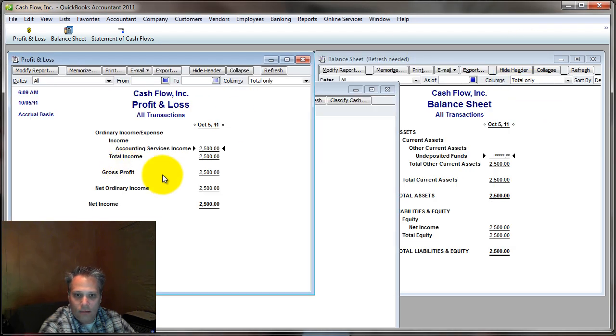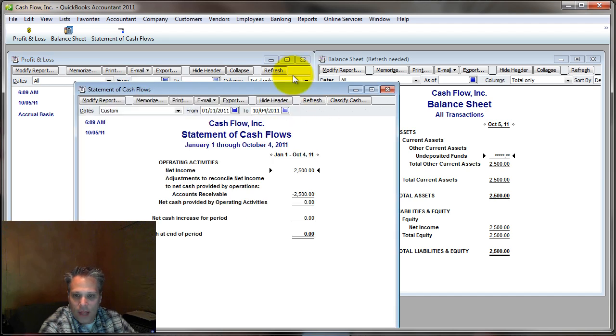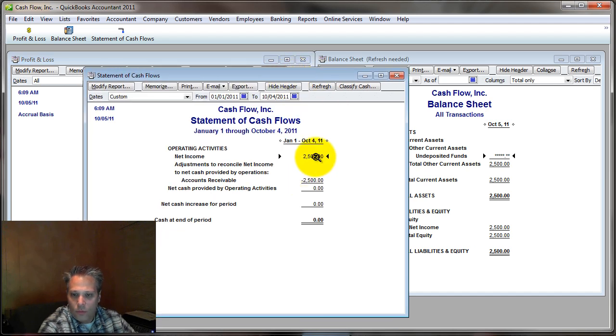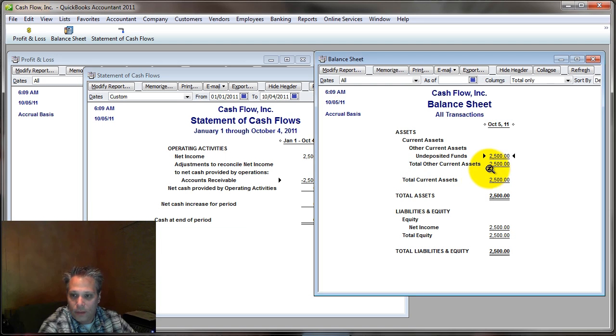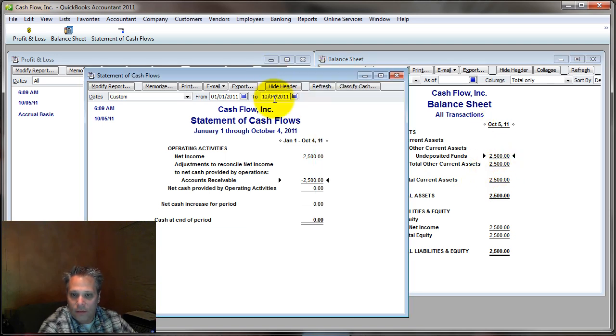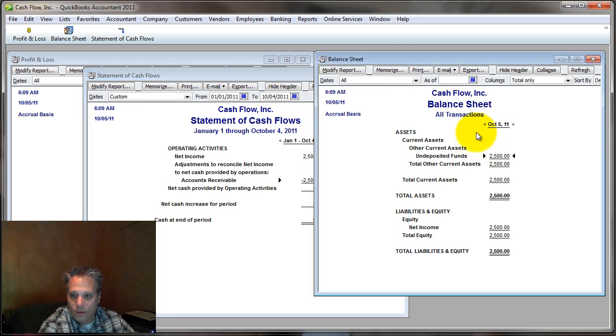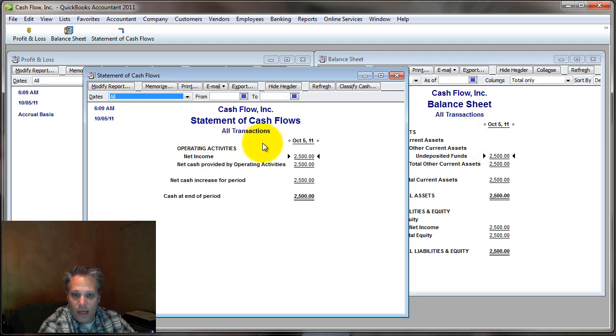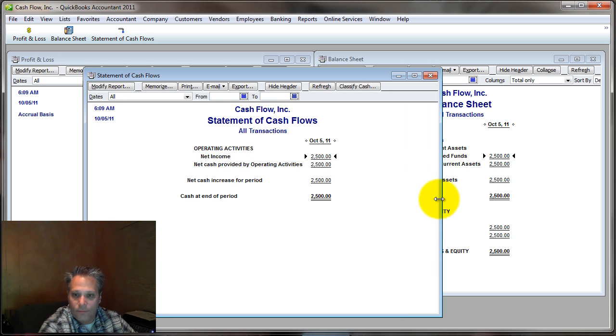Let's say the invoice was dated September 1st. Now watch what happens. If I go to my statement of cash flows as of October 4th, we see what we saw before, which is that I had my net income and I had my change to accounts receivable. Accounts receivable went up, which means we have to decrease net income by that amount to arrive at what we have in cash. And over here I've got my undeposited funds, because again the statement of cash flows is now run just through October 4th. So if I change this back to all dates, then we're back to where we were. So I want to make sure that point is clear.